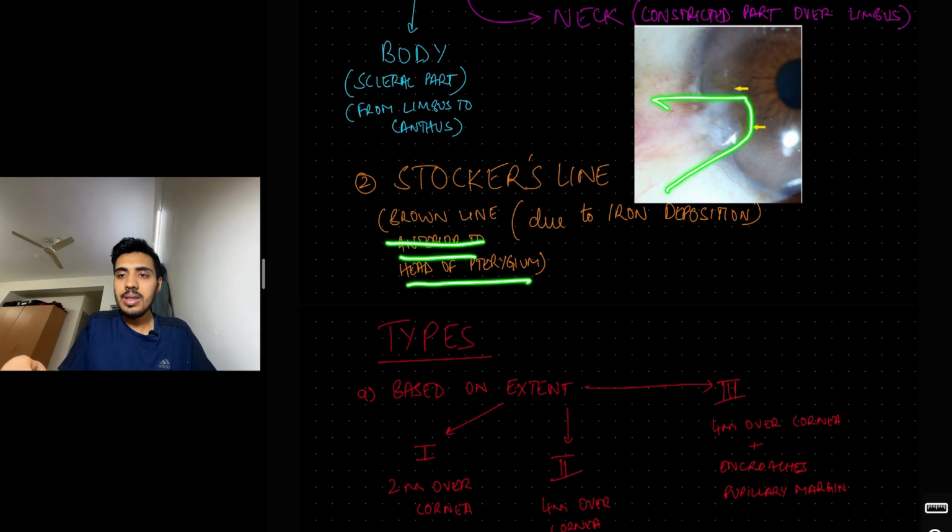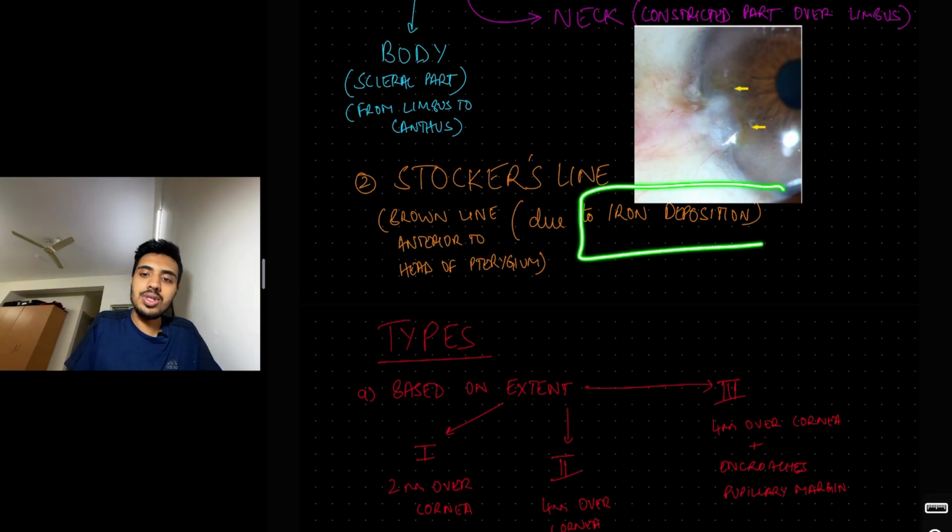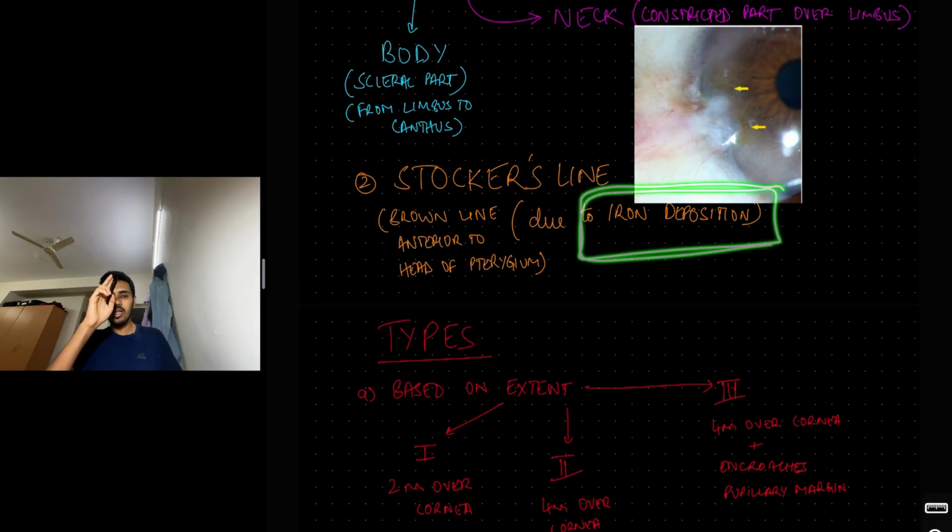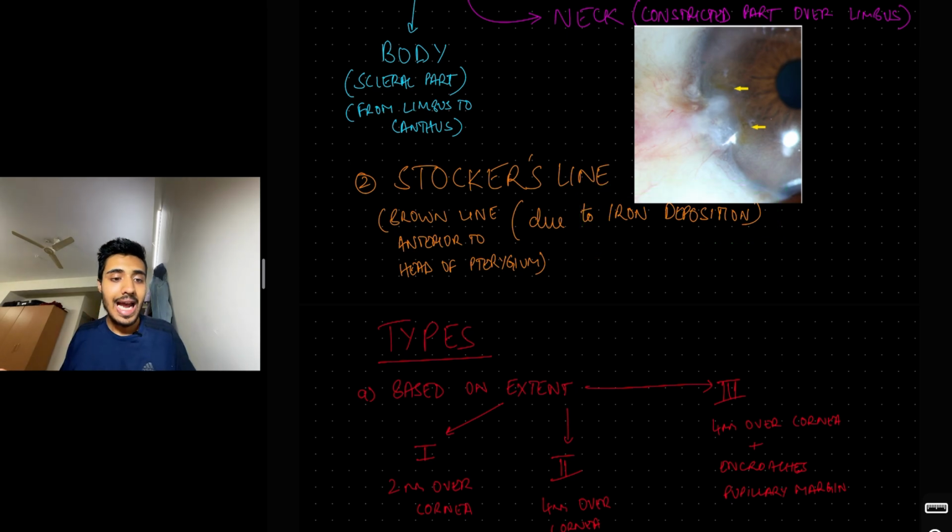This is the head of the pterygium. So you have a brown line here. Why is it brown? Because of iron deposition. The Stalker's line is basically iron deposition in the form of a line anterior or just next to the head of the pterygium. So that is about the signs: the parts of the pterygium, it being more commonly in the nasal half, rarely primary double pterygium, and then the iron deposition in the form of a brown line, also known as Stalker's line.